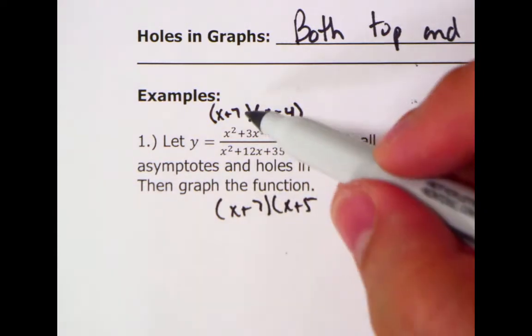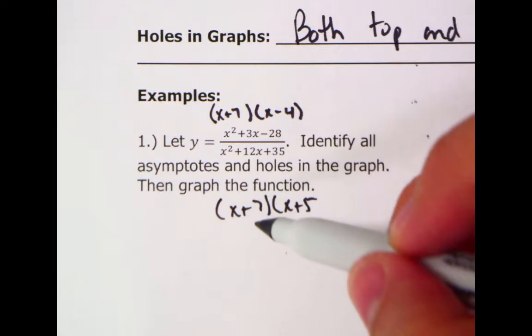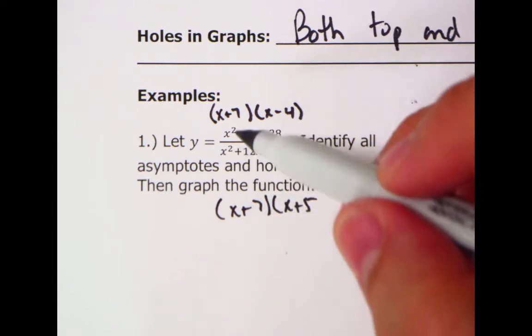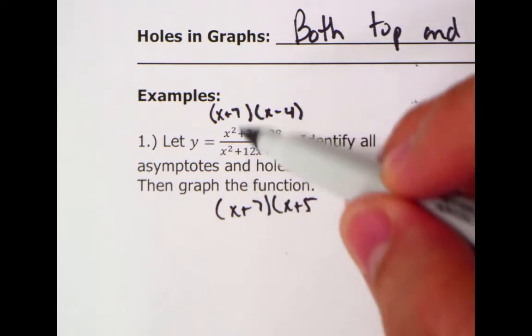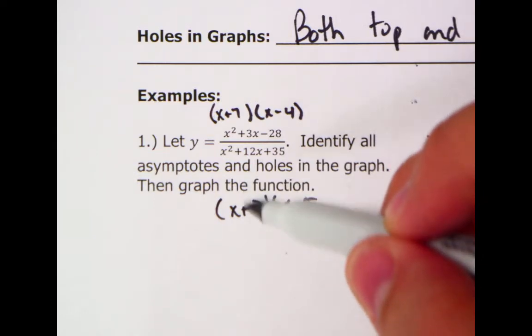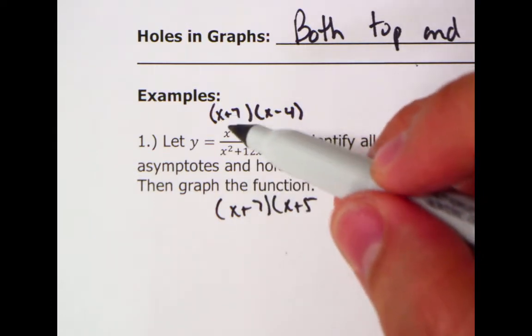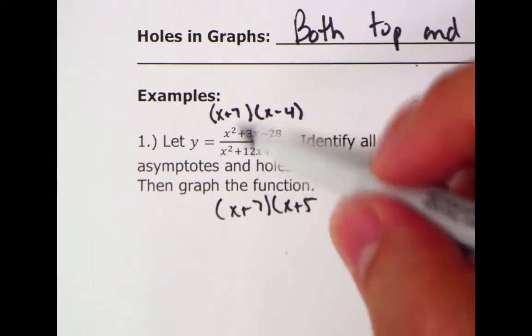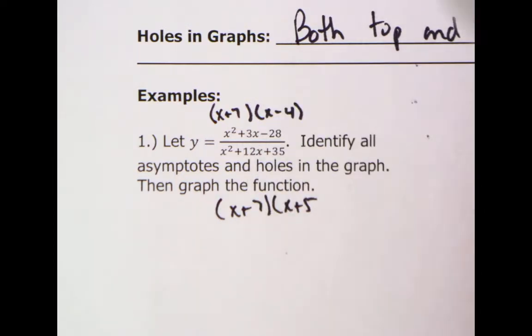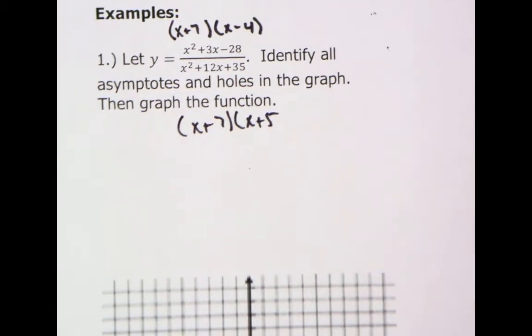You'll notice that you have the same factor on the top and the bottom. That means that the same value is going to make it 0 on the top and the bottom, and that value is at -7. So we know that we're going to have a hole at -7. Now, putting that aside, let's actually graph this problem.